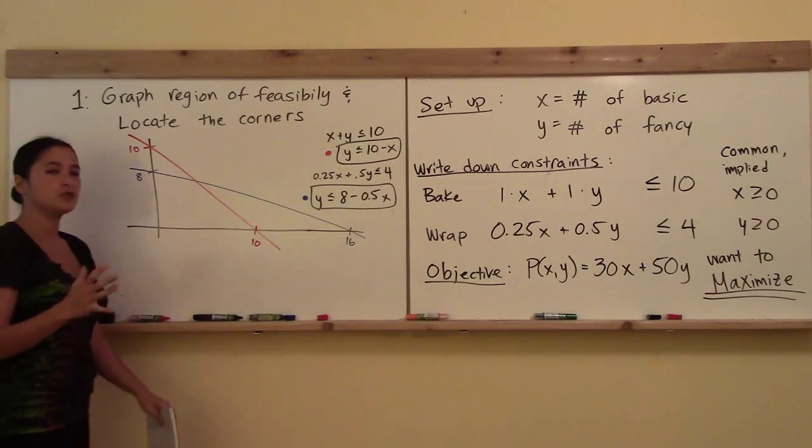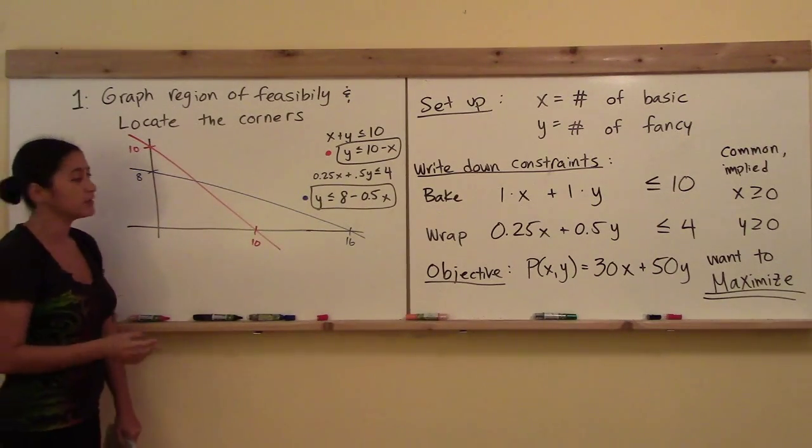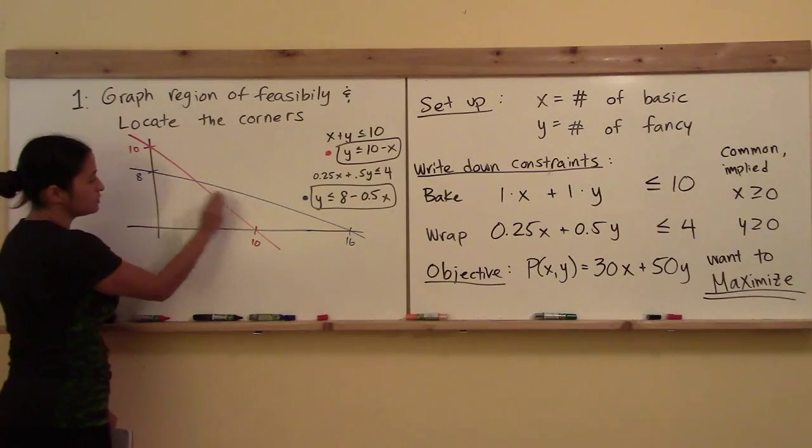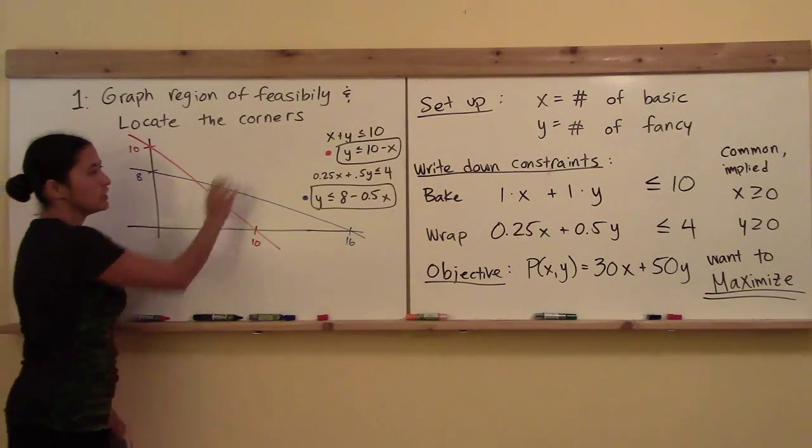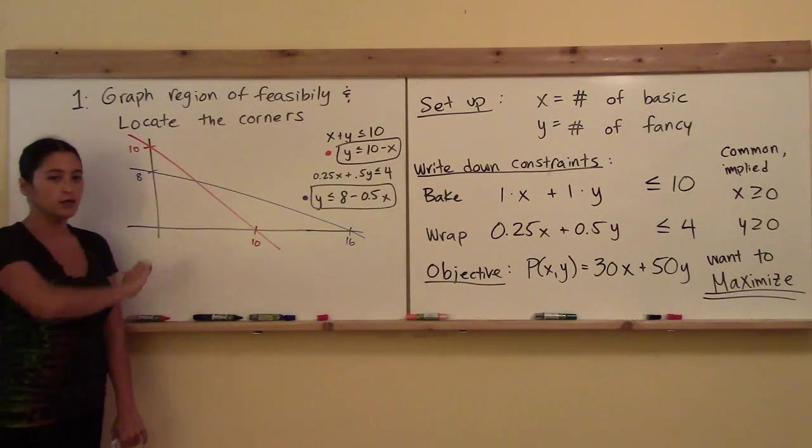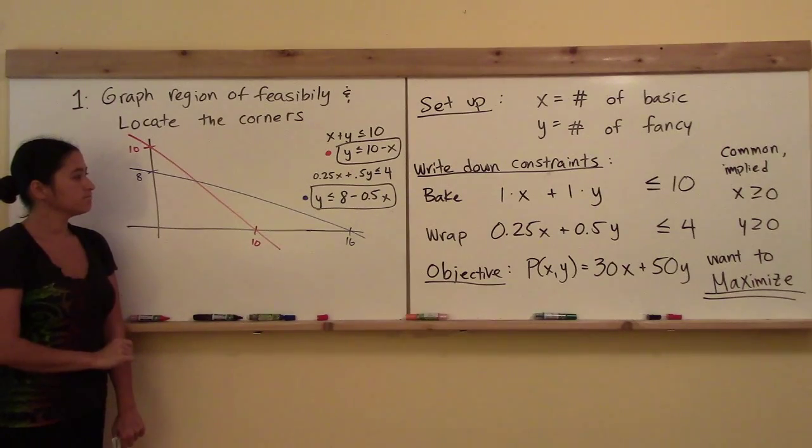Okay, but I have yet to shade in my region of feasibility. Should I shade this region or this triangle, that triangle? Should I shade up here? Pause the video and take a stab at it.